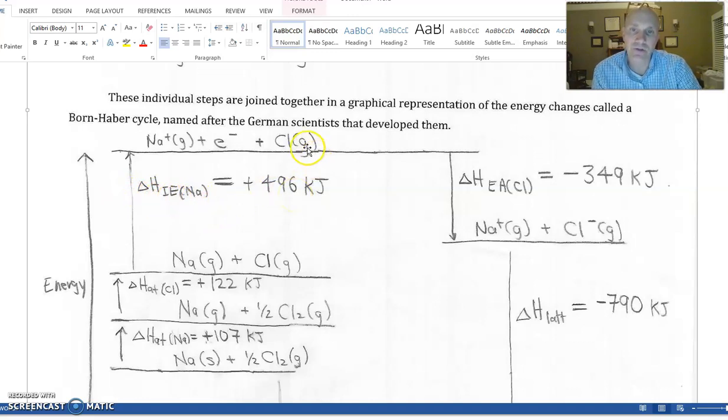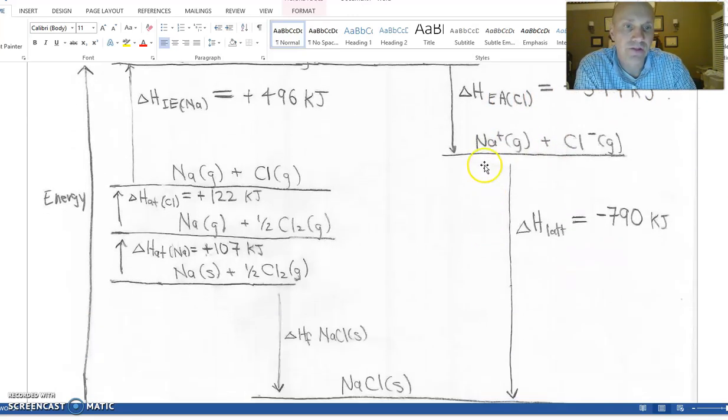The next thing that we're going to do is that chlorine atom is going to accept an electron to become a chloride ion. In going from this step down to here, it's only these two things that are going to be reacting with each other. The sodium ion just comes down here unchanged. When the chlorine accepts that electron, that's the electron affinity of chlorine, which is going to be this value right here. And again, electron affinities are generally negative, which means heat is going to be given off when they accept electrons.